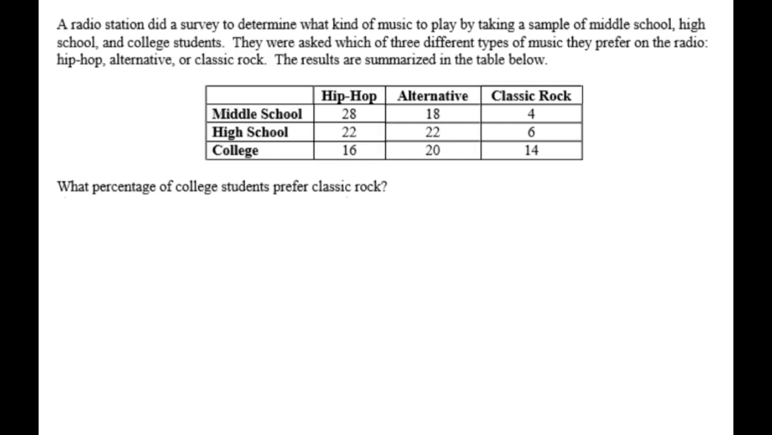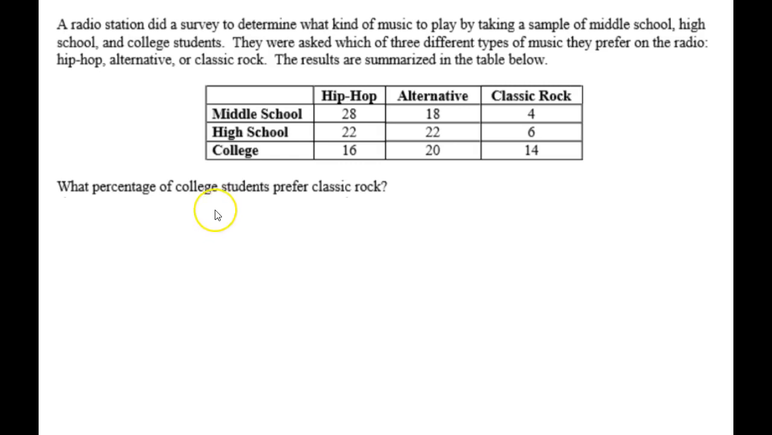Now to the next example. A radio station did a survey to determine what kind of music to play by taking a sample of middle school, high school, and college students. They were asked which of 3 different types of music they prefer on the radio: hip-hop, alternative, or classic rock. The results are summarized in the table below. So we have the type of student across the left and the type of music across the top. We want to determine what percentage of college students prefer classic rock.